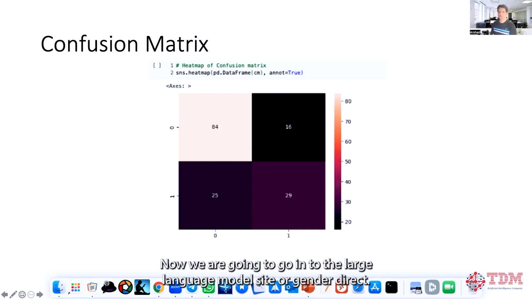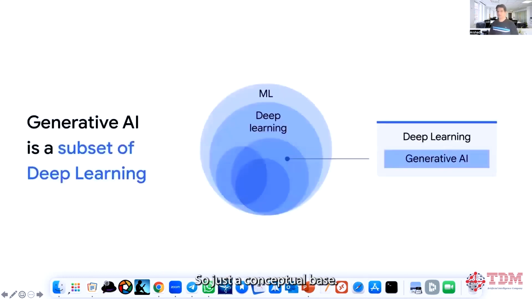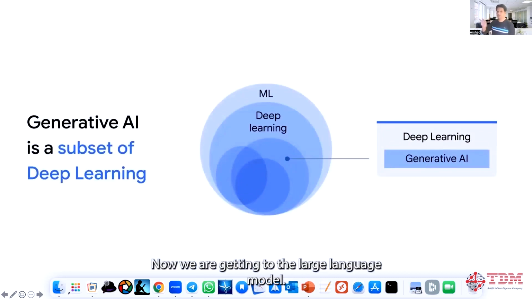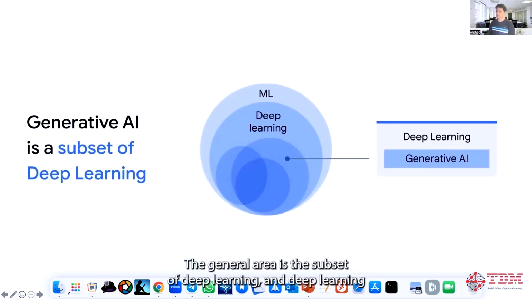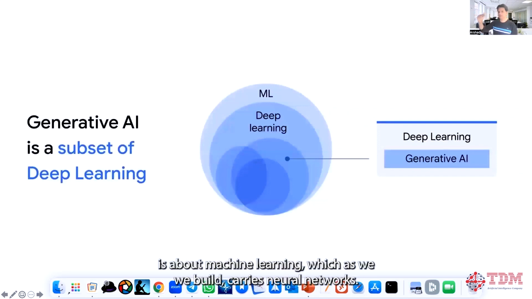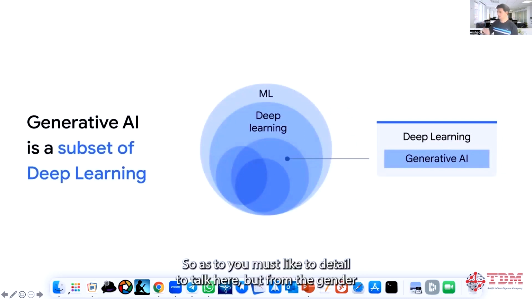Now we are going to go into the large language model side, or generative AI. So just a conceptual base, what is generative AI and how to look at it. Generative AI is a subset of deep learning, and deep learning is above machine learning, where we build Keras neural networks. It's too detailed to talk about here. But from the generative AI part of it, you have to understand it's not machine learning, it's deep learning, and generative AI is a subset of deep learning.